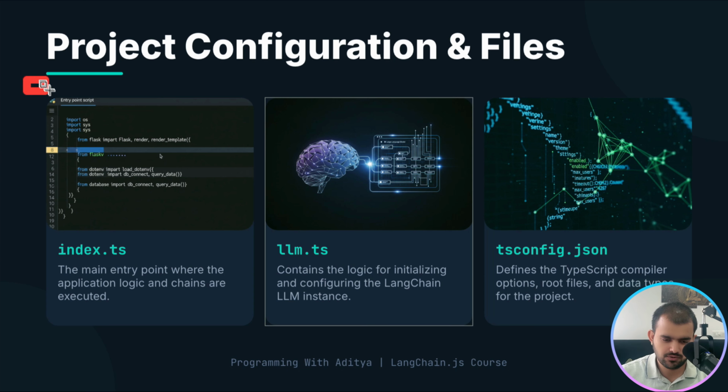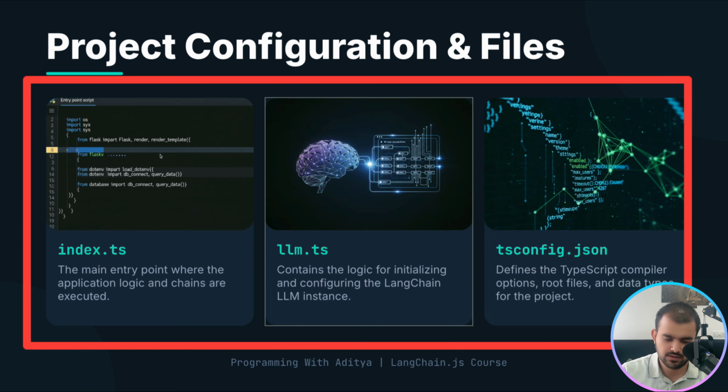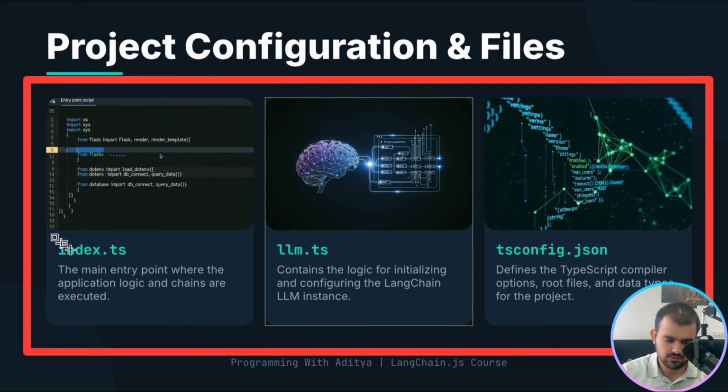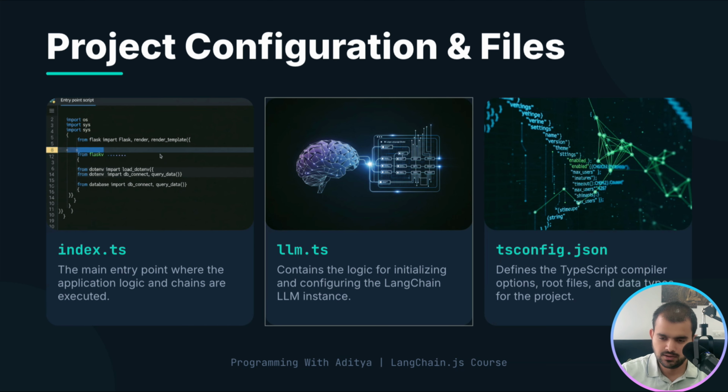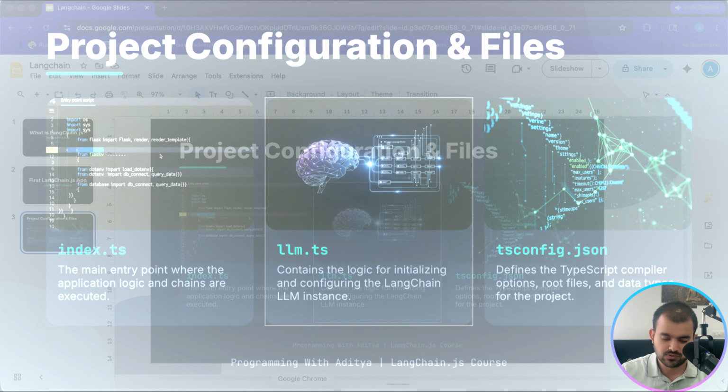In this video we are going to talk about the project configuration files that we already did. So we'll talk about index.ts, llm.ts, and also the tsconfig.json file. We will talk in detail about what each line means. So let's move to our VS Code.